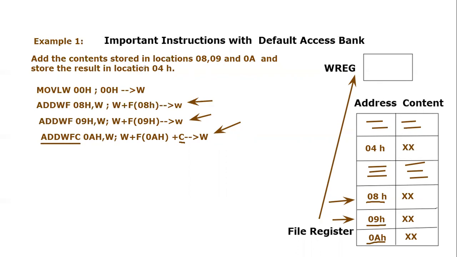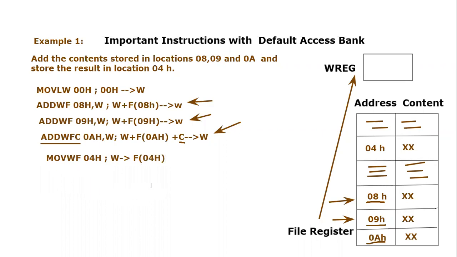Now we have to go again to the question, and the question says we have to store the result in the 04H location. So what we have to write is simply MOVWF, move the working register into the file, and which file register? 04H. That means whatever result is stored inside the working register will go to the file location, and at what location? At 04H location.